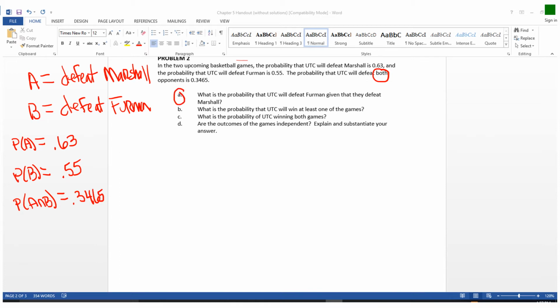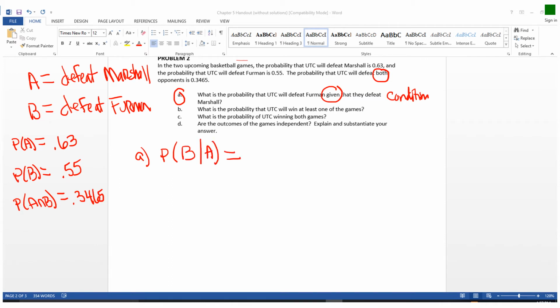Part A says, what is the probability that UTC will defeat Furman? And then here's this word, given that they defeat Marshall. Well, guess what? That is a conditional probability. So in this case, the way I've labeled this one, the given is that they defeat Marshall, and I label that as A. So the way I'm going to set this one up, it's the probability that they defeat Furman, which I labeled as B, given A.